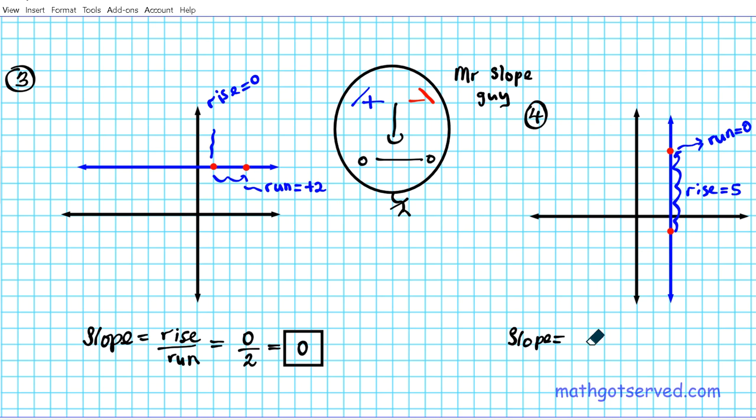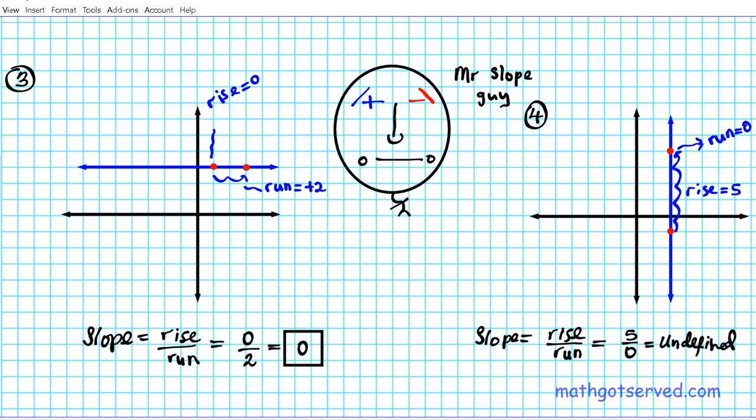Okay, so our slope is the ratio of rise over run. We already know that. So we have a degenerate triangle again. Our rise is 5 divided by the run, which is 0. If you divide a number by 0, the result is undefined. So there goes the answer to question number 4. And as we can see, it harmonizes with the nose of Mr. Slope Guy. A vertical line has undefined slope.